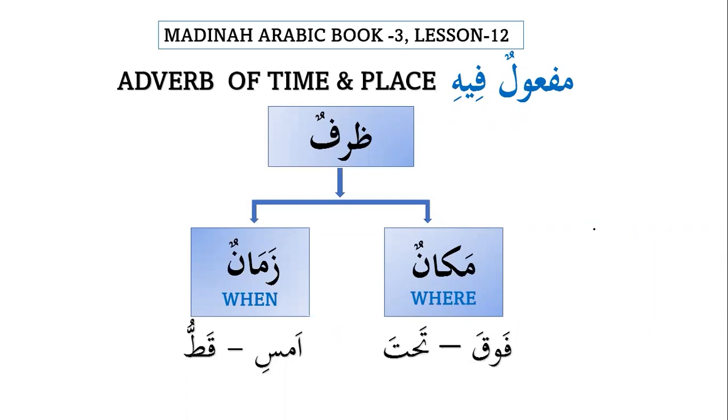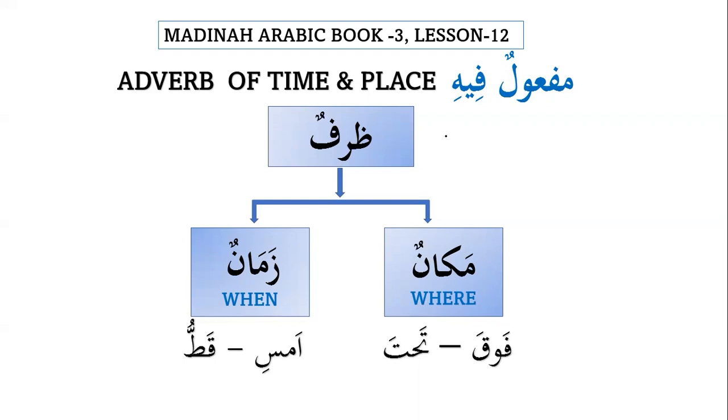In this lesson, we can see over here that dharfun, basically, we are learning about maf'ulun fihi, adverb of time and place. So this is basically solid noun, ismun jamidun. In lesson number 6, we learned about the derived dharf, which was like masjidun or matbakhun. And here, the dharf that we will talk about is basically the original dharf. It's not derived from any verb.